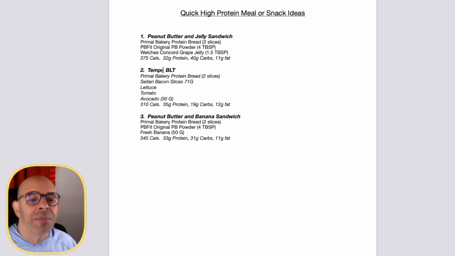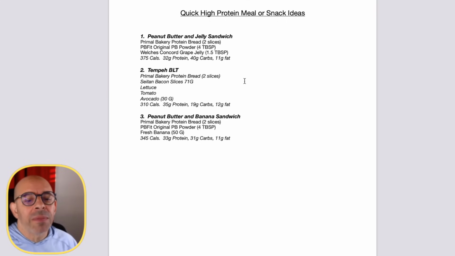This is spelled tempeh, not like the city Tempe. But I've also always got tempeh laying in the fridge, so I could throw that together, again, on the bread, lettuce, tomatoes, some avocado, and wind up with a 310 calorie meal with 35 grams of protein.